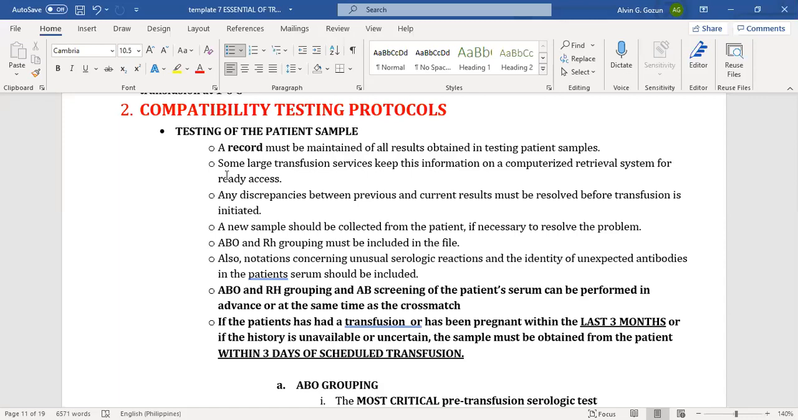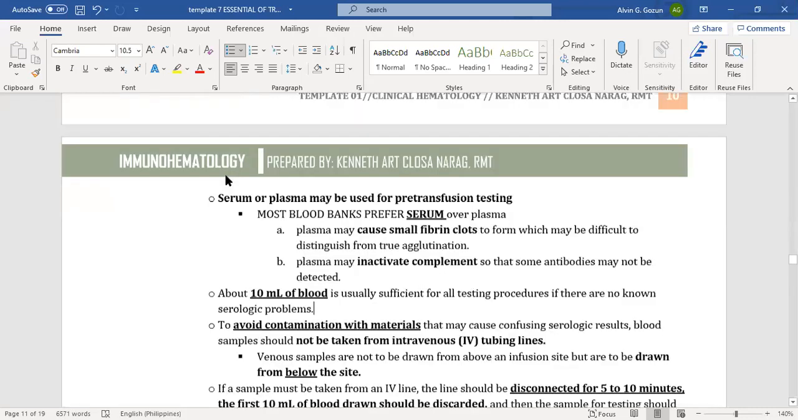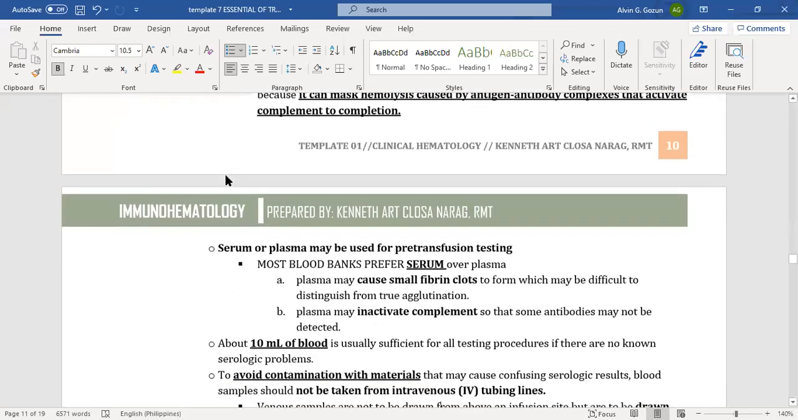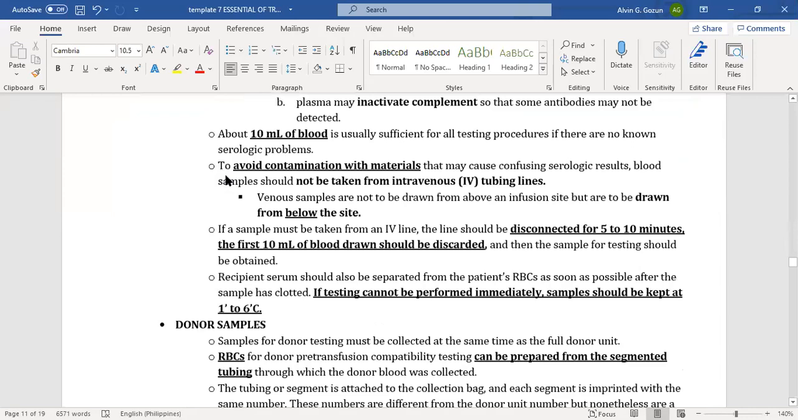Okay? Sabi dito, antibody screening of the patient's serum can be performed in advance or at the same time as the cross-match. If the patient has had a transfusion or has been pregnant within last 3 months, or if the history is unavailable or uncertain, the sample must be obtained from the patient within 3 days of scheduled transfusion. So ito na nga, ano dyan sa baba, ano yung mga kailangang i-test?